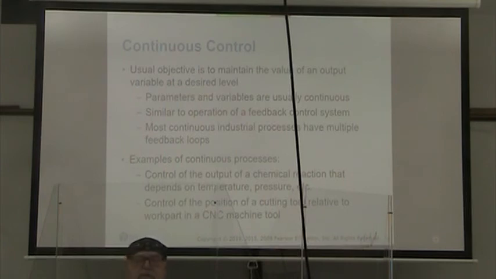So in continuous control, usually we're trying to maintain the value of an output variable or even an input variable at a certain desired level. Right? We have quality control. No, I don't think I've got, no, not yet. Okay, too bad. I was about to bring in an example from that. All right, so in continuous control, our parameters and our variables are continuous.